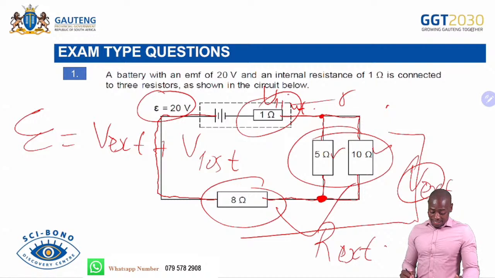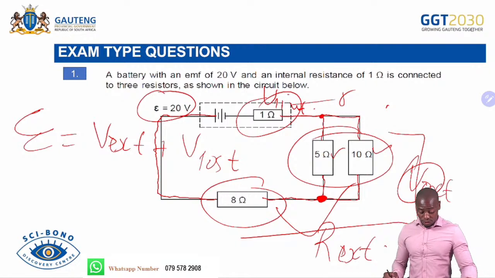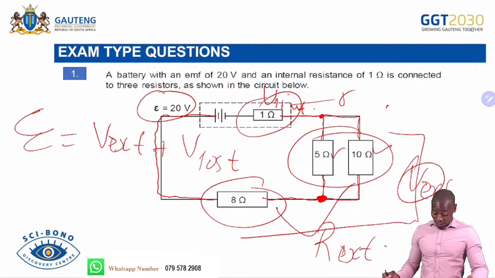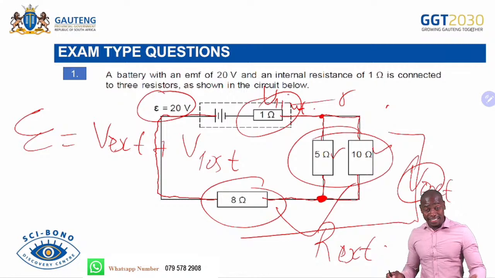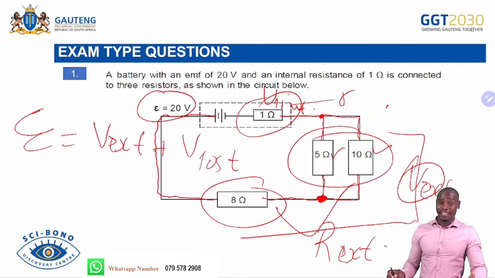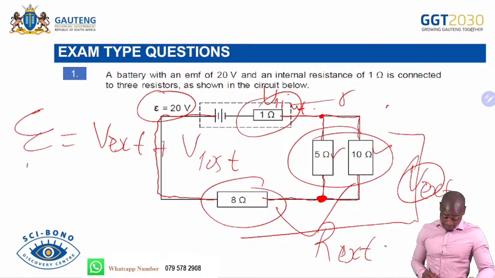One, you are given all the resistances, right? You are given the internal resistance, you are given the external resistance. So what we can do here, one, we can calculate the external resistance, we have the internal resistance, we can also calculate the total resistance. How are we going to calculate the external? We want the external, which is what we know how to calculate by now in grade 10.